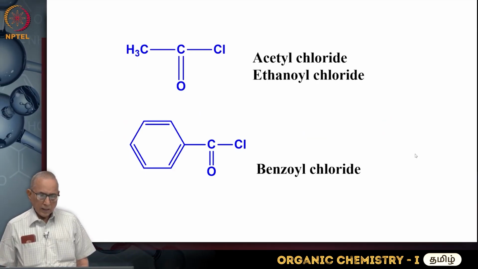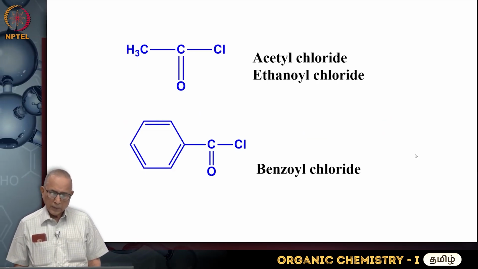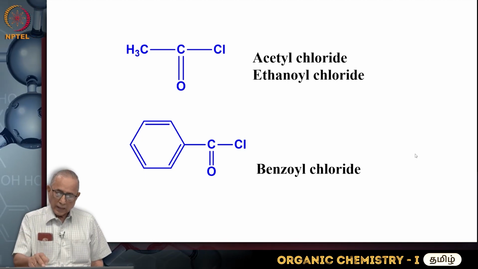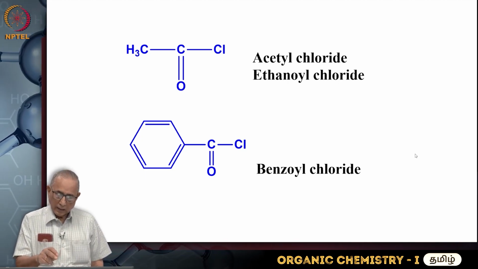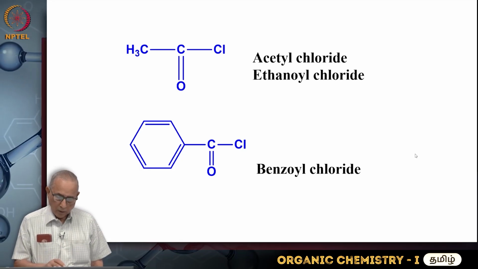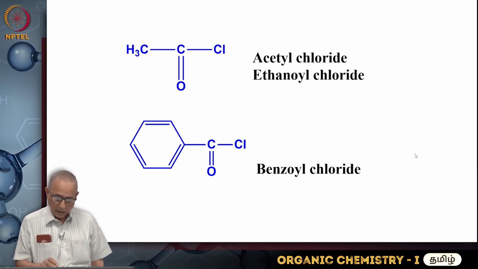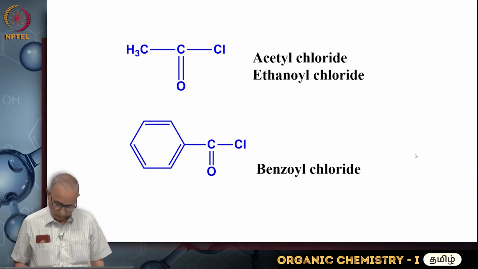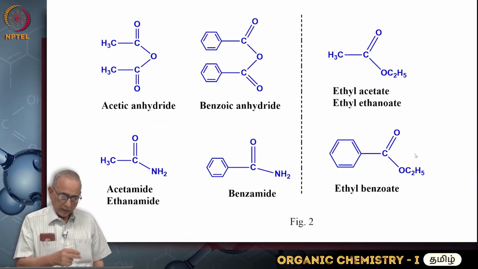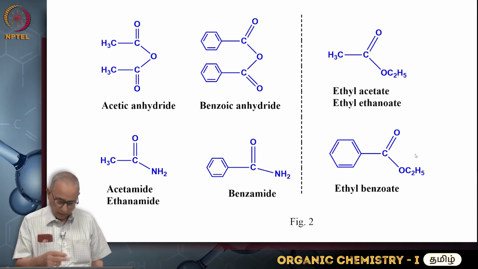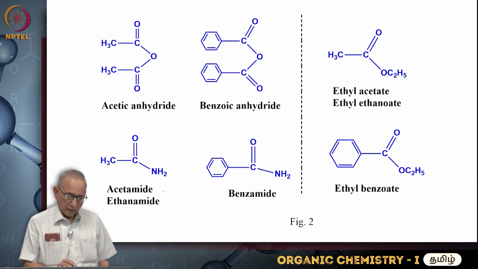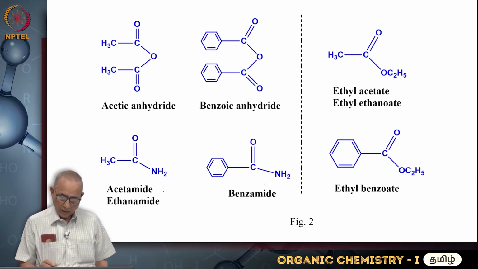இது வந்து acetyl chloride. இதுக்கு IUPAC name ethanoyl chloride. The oyl chloride is added to ethane, and E எடுத்துட்டு ethanoyl chloride. இது benzoyl chloride. பென்சீனில் E எடுத்துட்டு oyl chloride. இது acetic anhydride. இது benzoic anhydride. இது வந்து acetamide. இது benzamide.